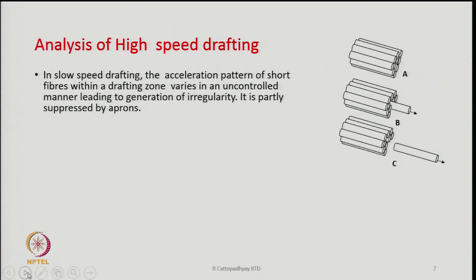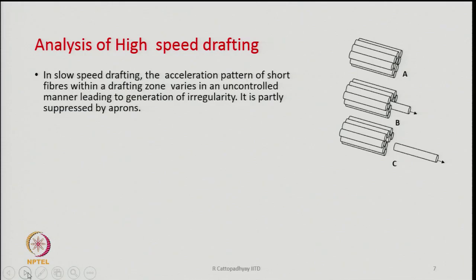Ultimately, drafting is basically a change of speed of the fibers. There are two groups of fibers: some are moving at slow speed, some at high speed. So there is a transition where the speed changes from slow to high. This transition is a place where there is a possibility of generation of some kind of disturbance in the motion of the fibers. Now, what happens in the case of high speed drafting? We will try to analyze that.